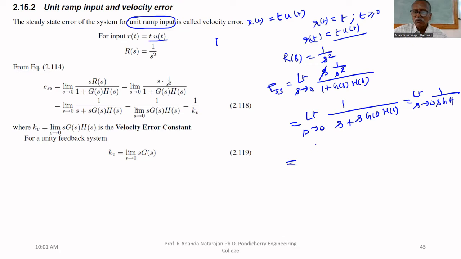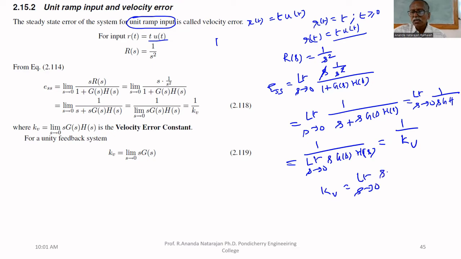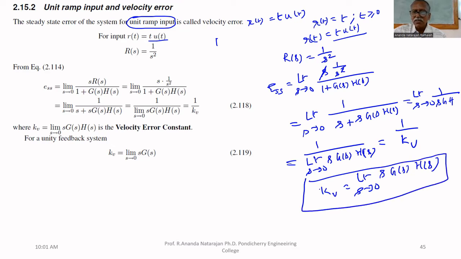That is equal to 1 upon limit s tends to 0, s g of s h of s. That is equal to 1 upon Kv, where Kv equal to limit s tends to 0, s g of s h of s. That is called velocity error constant.